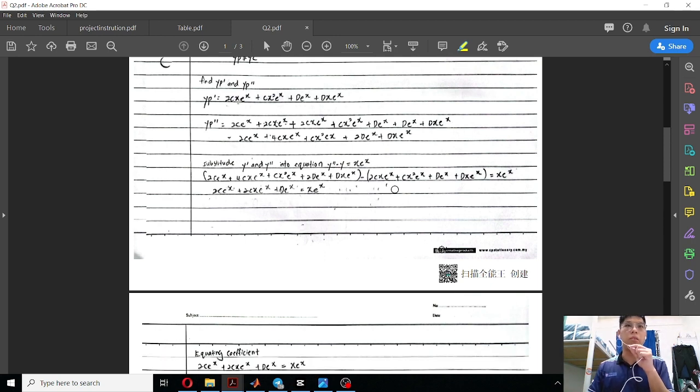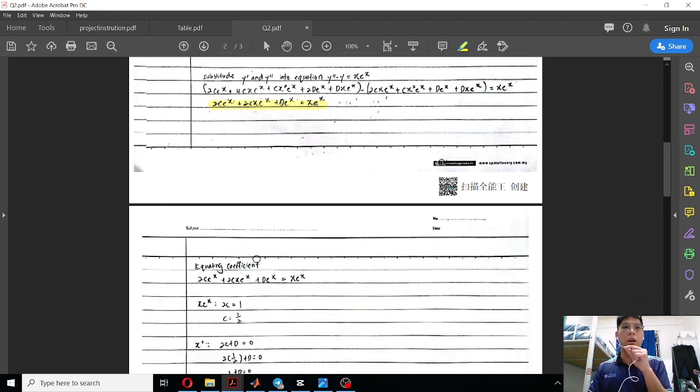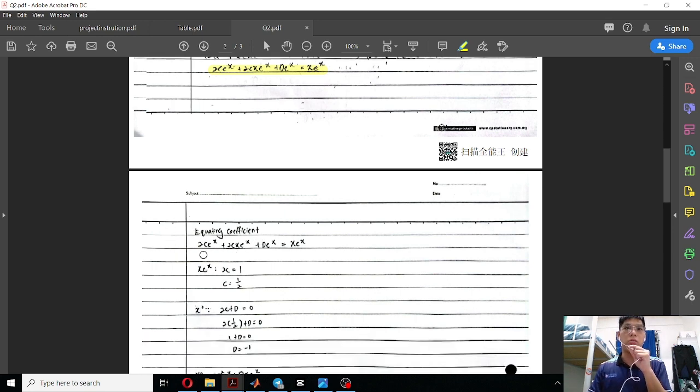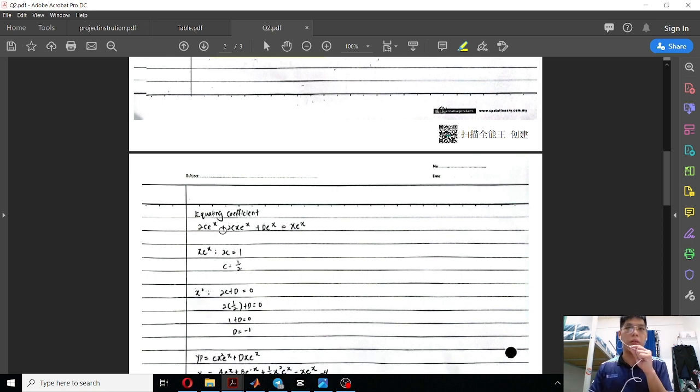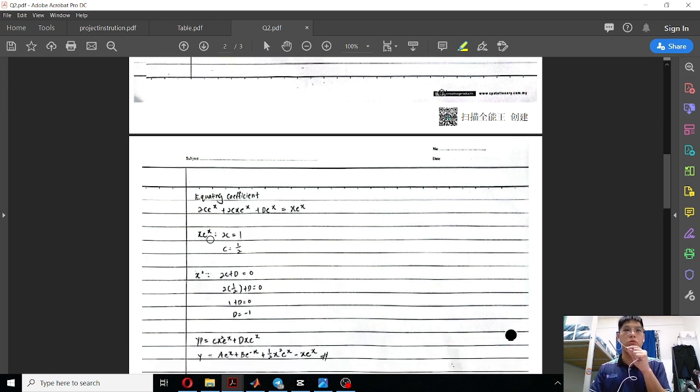After we find the values of yp prime and yp double prime, we need to substitute these two values into the equation y double prime minus y equal to x exponential power of x. And finally, we get the substituted result. After that, we do the equating of coefficients, where we get 2c exponential power of x plus 2cx exponential power of x plus d exponential power of x equal to x exponential power of x.